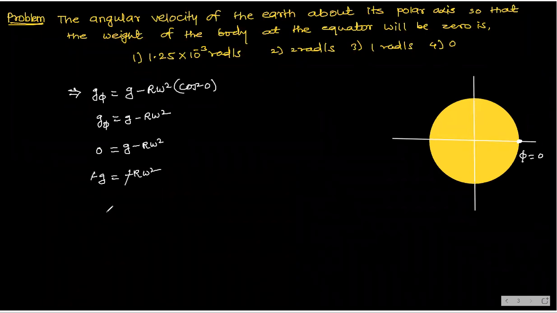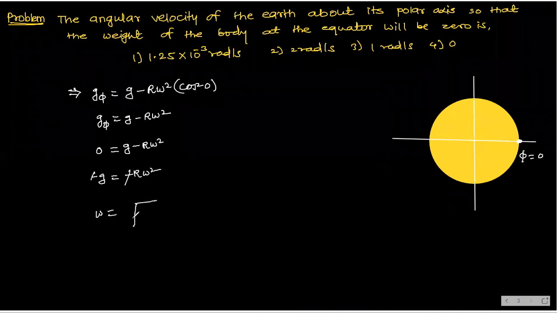And this minus minus will get cancelled. So omega is equal to, directly what will you get? Root of g by R. Yes or no? Clear? Now the g value is what? 9.8. R value is how much? 6,400. So substitute the values and do it.